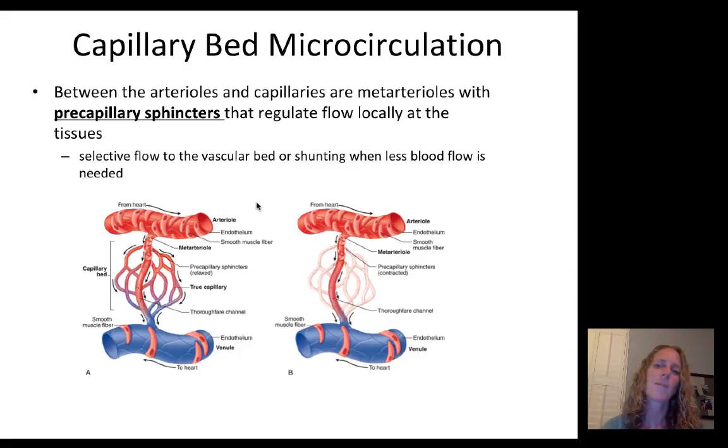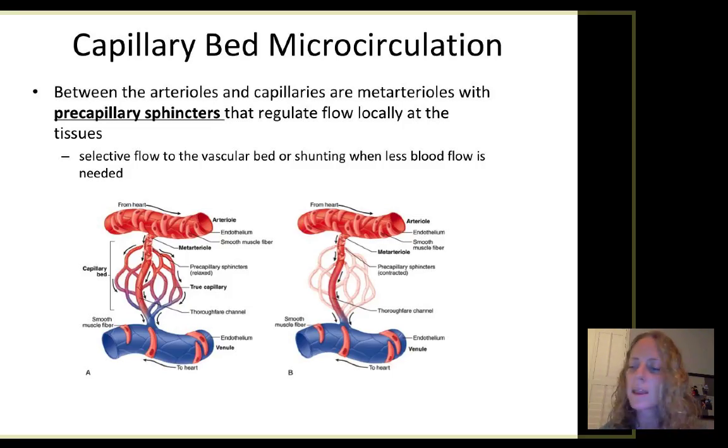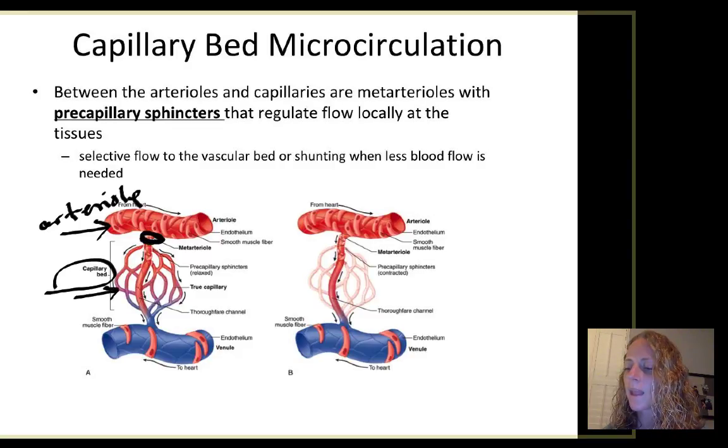It's also important to think about microcirculation at the capillary bed. So between the arterioles and the capillaries are meta-arterioles, and these have little sphincters. A sphincter is a ring of smooth muscle that can be contracted to cut off flow to an area. So here we have the arteriole, and here we have the capillary bed. And there's a sphincter which can be opened to allow a larger amount of blood flow through the capillary bed. Or it can be tightened to cut off that blood flow and be shunted.